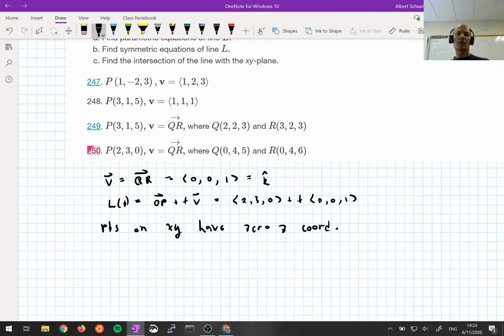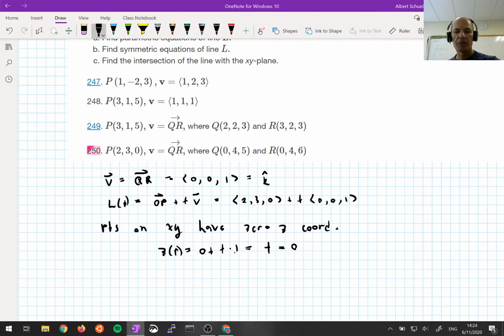Yes, points on the xy plane have 0 z coordinate. So what is it going to take to get the z coordinate of this line to be equal to 0? Well, that means I need the third coordinate, z of t equals 0 plus t times 1, a fancy, messy way of writing just t. And I want that to equal 0 because I want the z coordinate to be 0. And what I learn is t is equal to 0.